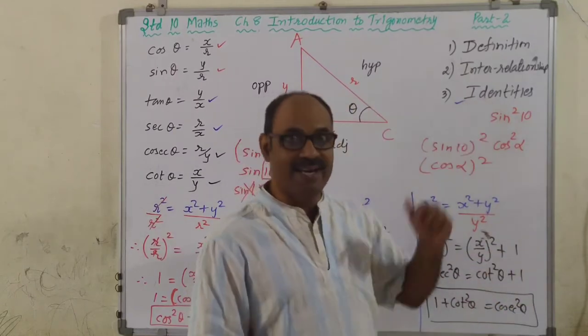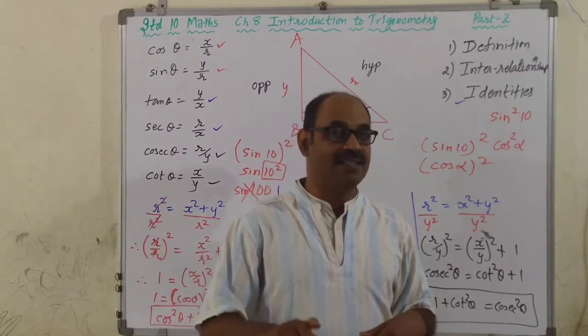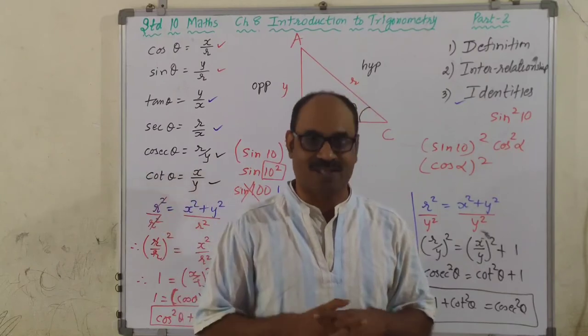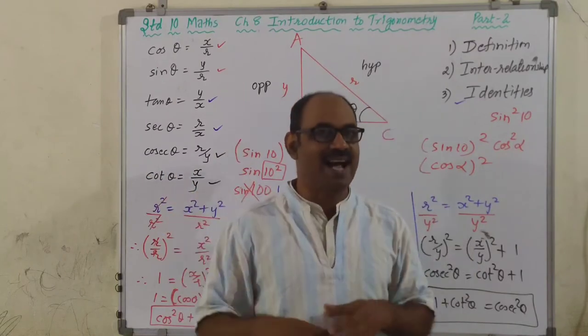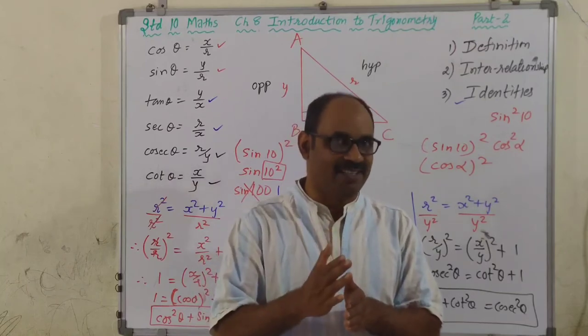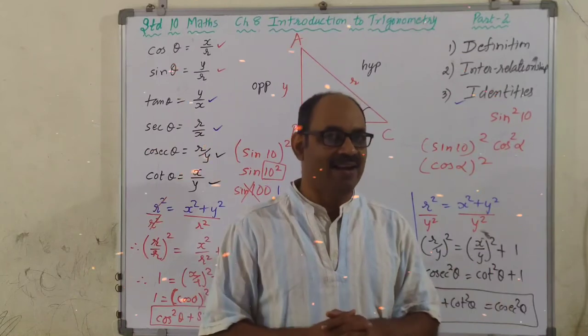And now we have identities. Cos square theta plus sin square theta is 1. 1 plus tan square theta is sec square theta. 1 plus cot square theta is equal to cosec square theta. ये आपको learn करना है. As we proceed further, I'll keep on giving you the tricks to remember. I'm very sure you will remember that well.